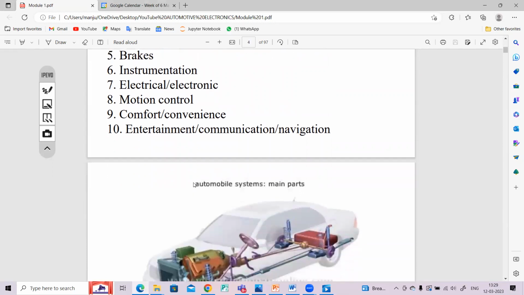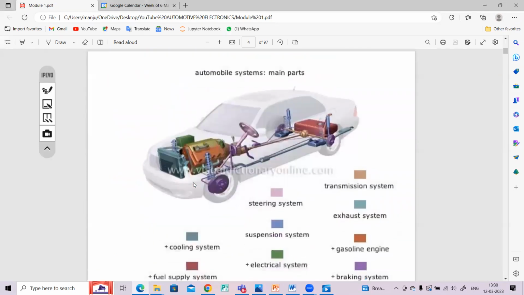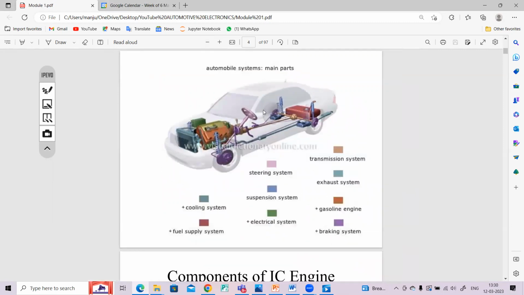So coming to the automobile system's main parts. This is very important. As I told, it's related to the automobile sector, along with some electronic components being added to make the vehicle smart.